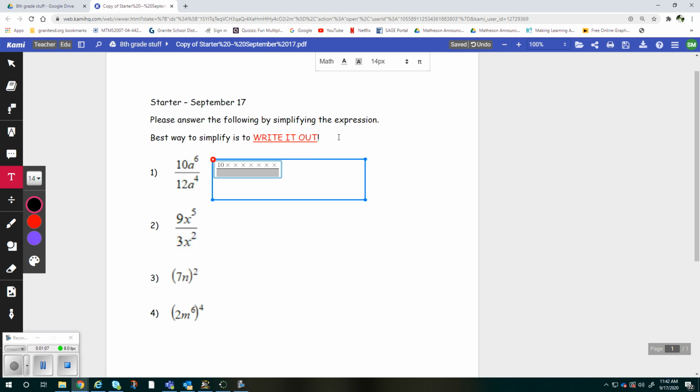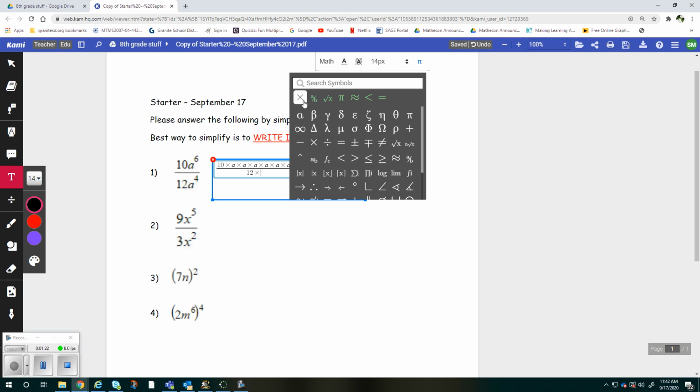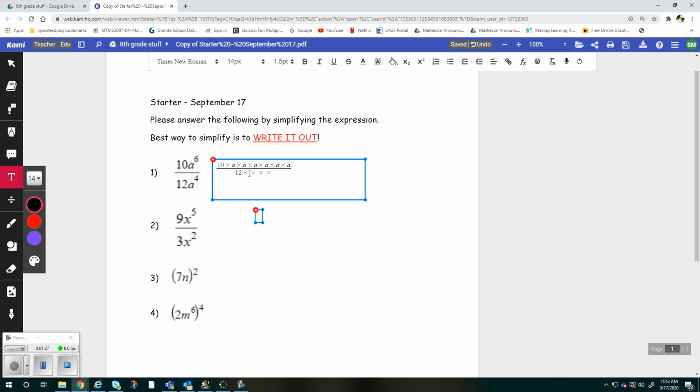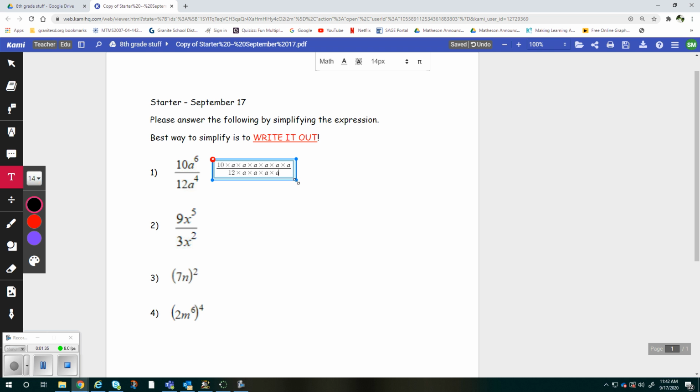Times a, and since it's to the sixth power, I need 6 of them. 2, 3, 4, 5, 6. So I didn't need that last time. Okay, then on the bottom, I have 12 times, and then I probably need 3 more times. Okay, 12 times a, and this time 4 of them. 2, 3, 4. Okay, so this is what I mean, write it out, because then we can cancel.